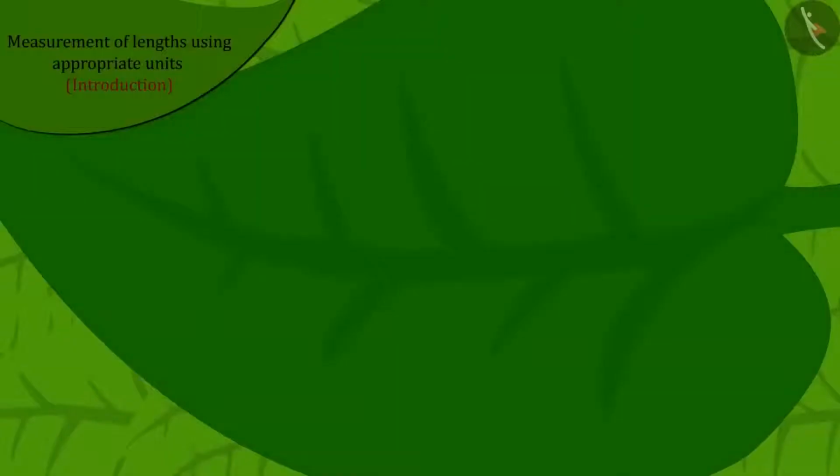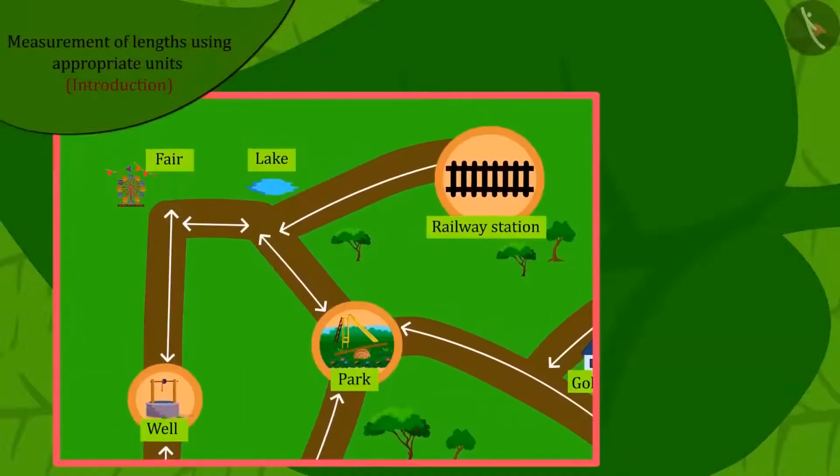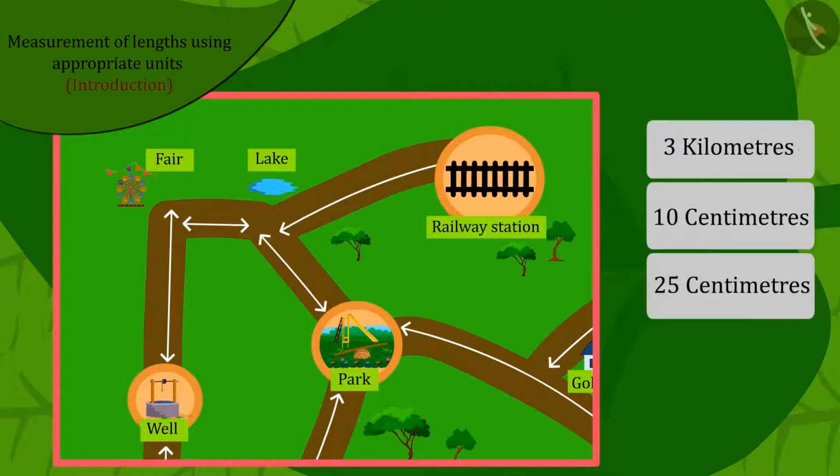Kids, if Chanda had written the distance between the railway station and the well on a paper, which of the following could it be? If you want, you can pause the video and find the answer. Well done, kids! You have found the right answer.